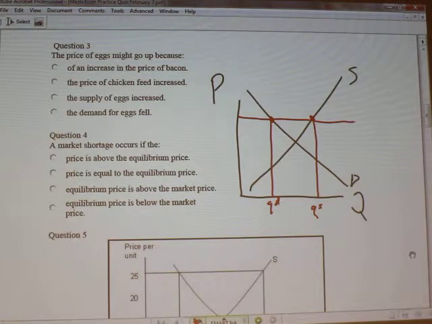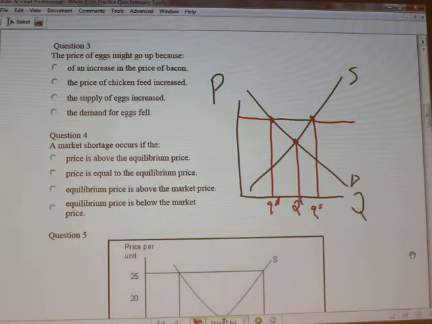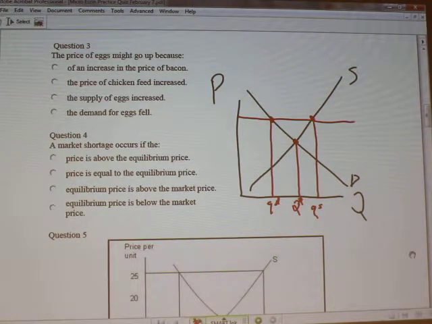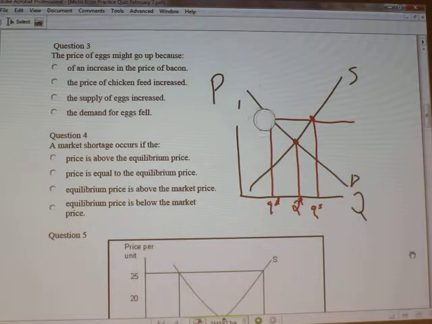What about B? Price is equal to the equilibrium price. No, that should be obviously wrong. If we're here at the equilibrium, quantity demanded equals quantity supplied, and there's no shortage or surplus. What about C? Equilibrium price is above the market price. This is another way of saying, I think I have to redraw this.